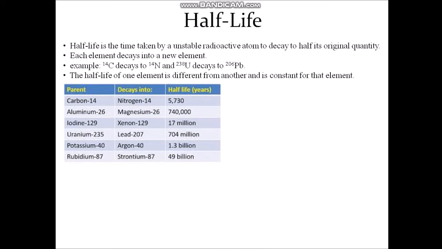Aluminium is 740,000 years. Iodine is 17 million years. Uranium is 704 million years. So you can understand, if you take 1 gram of uranium, for it to reduce to half a gram on its own, it will take 704 million years. It means for 704 million years there will be radiation. Potassium will take around 1.3 billion years.